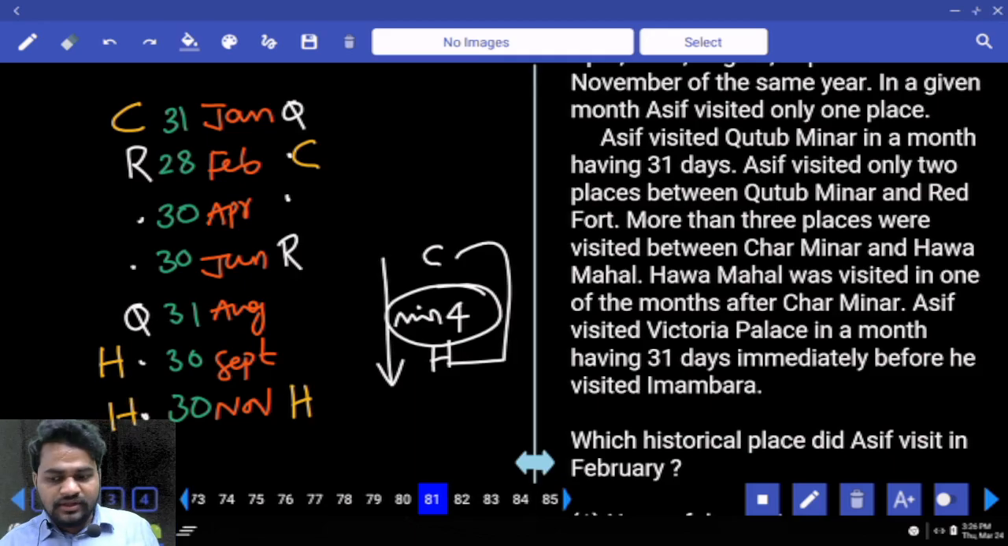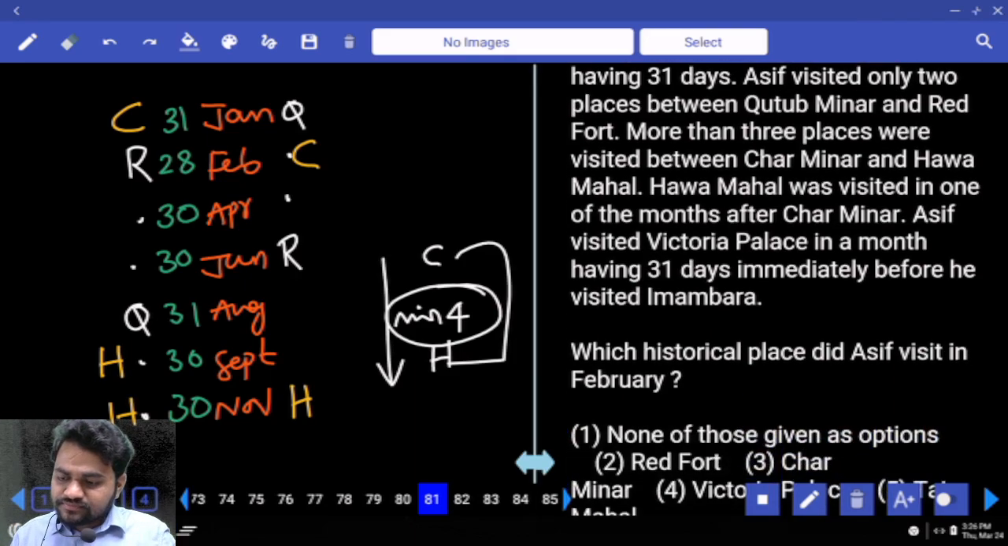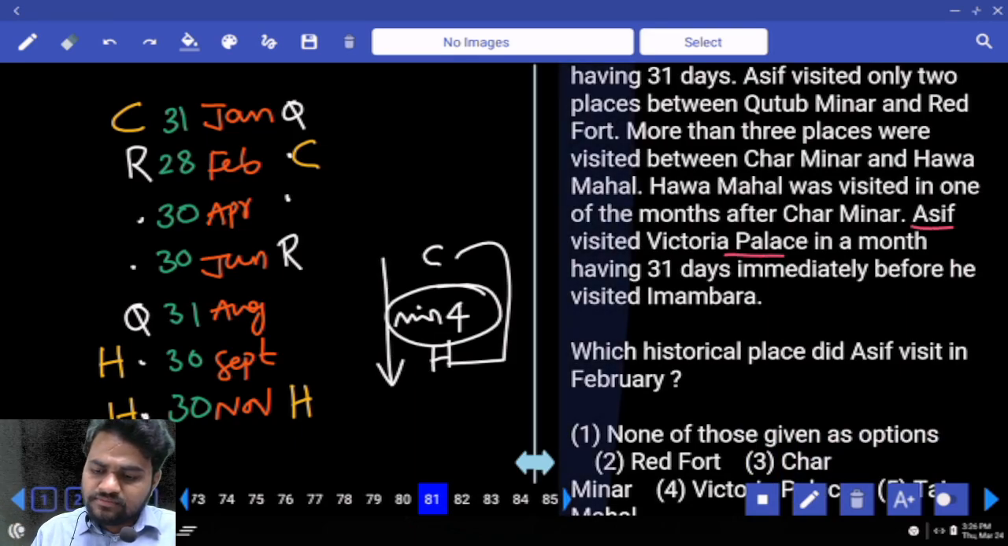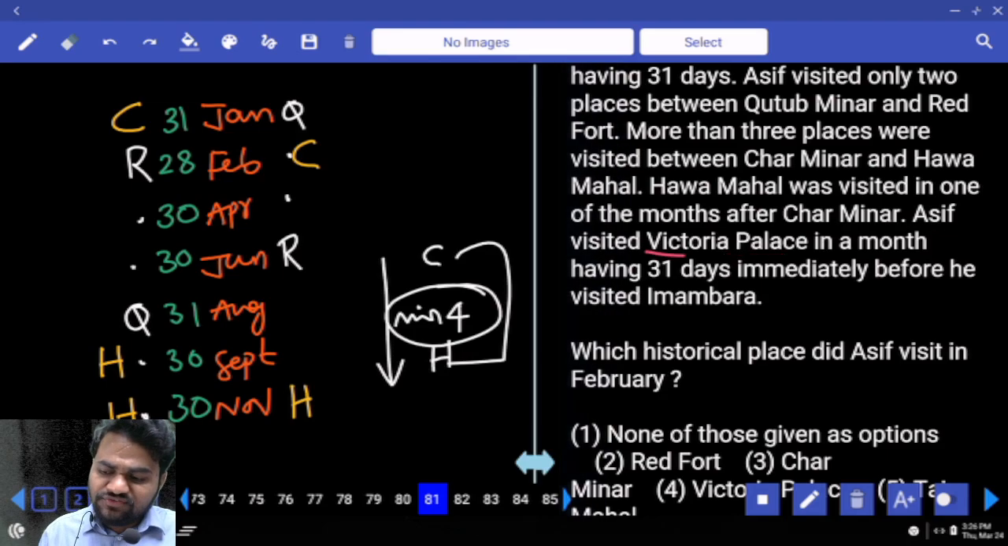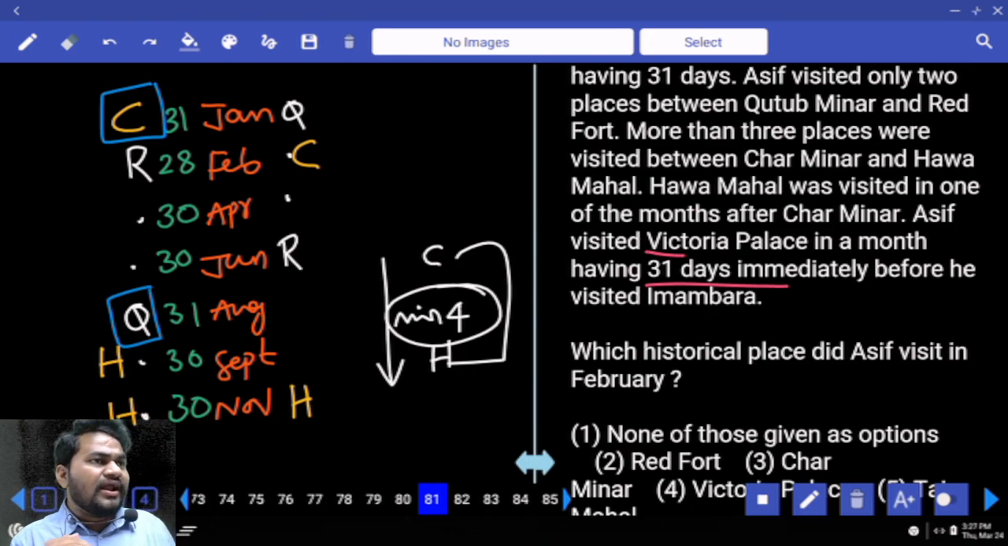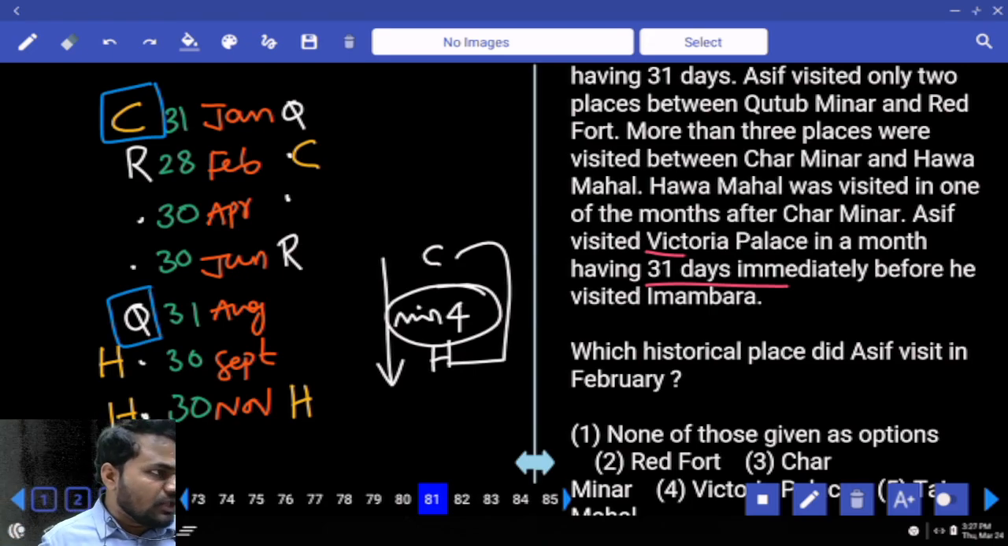Minimum 4. The next condition here, A visited Victoria Palace, that is V, in a month having 31 days. A visited V in the month having 31 days. 31 days means, already look at the left side possibility. In January C is completed, in August Q is completed. Other than January and August, we don't have any month which has 31 days.